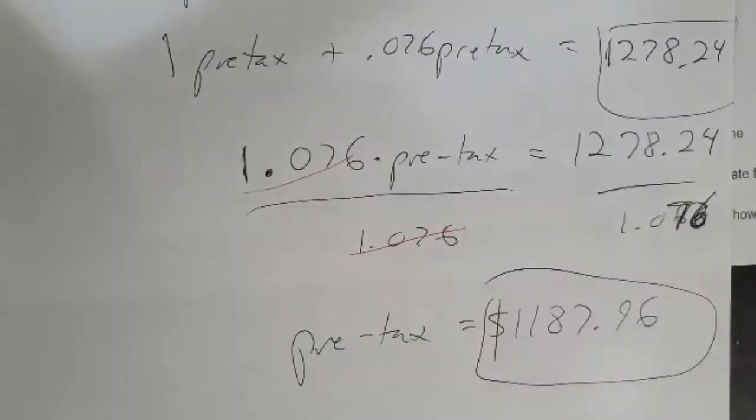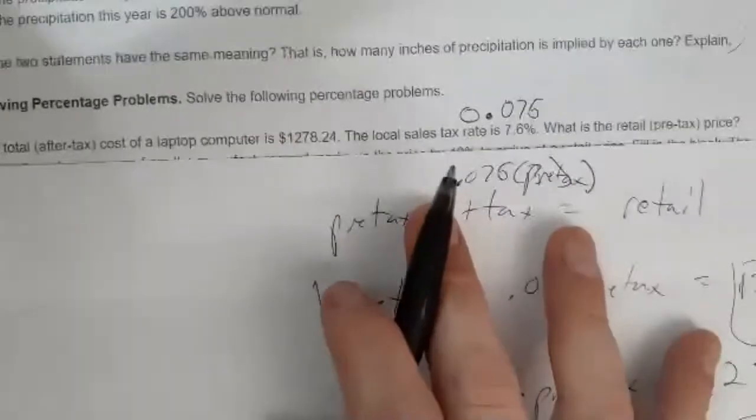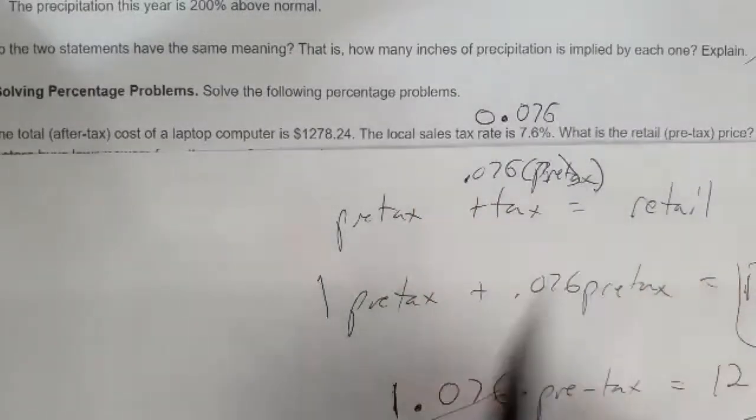Hopefully. So can I ask a question? Do I start off this being 7.6, right? I change that to the decimal and I multiply it by 2. Is that correct? No, you're not multiplying that by 2.